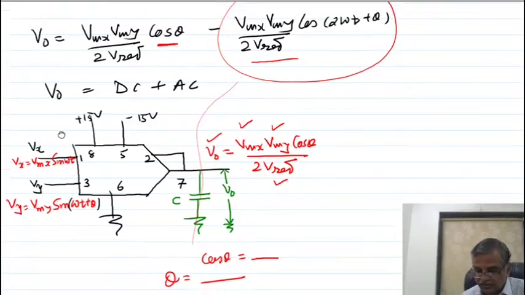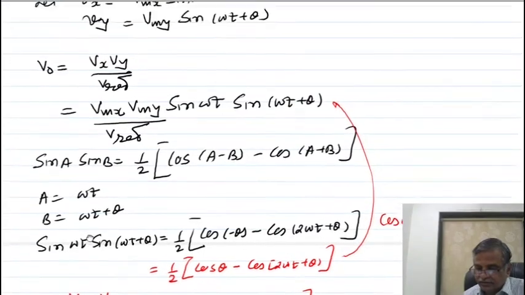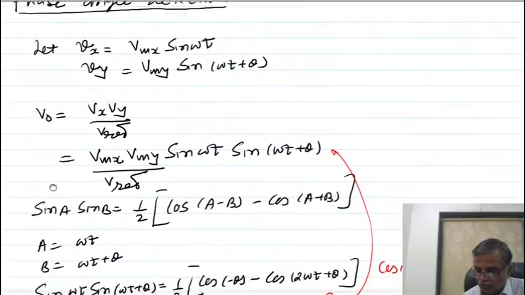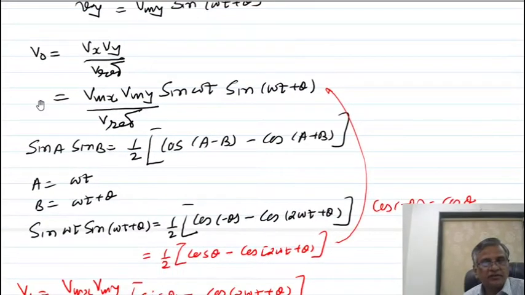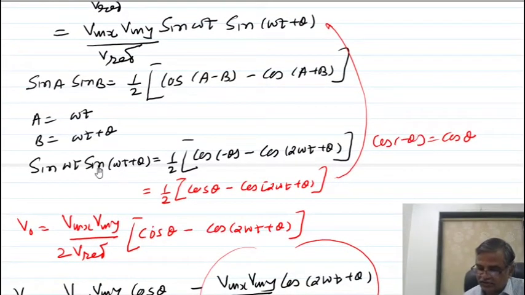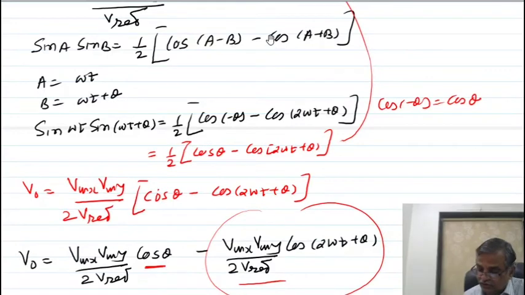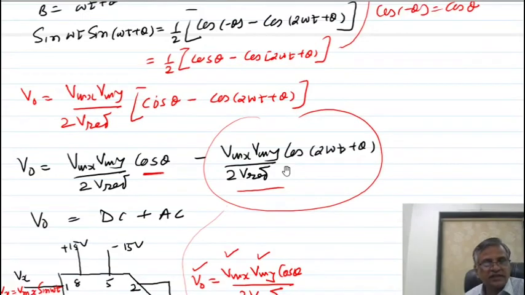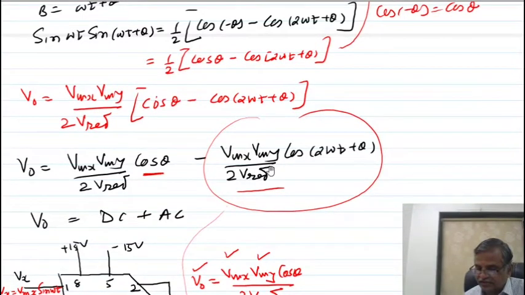I think you understand. Look here at what we did. Suppose these are two signals, Vmx sin omega t and Vmy sin(omega t plus theta), where theta is the phase angle between the two signals. So this is the equation of the output voltage, you can see. So sin A sin B, you know the trigonometric equation, and cos minus theta is cos theta. By getting this, I am putting this value in the output equation, so my equation of the output voltage is like this. This contains both DC and AC terms.